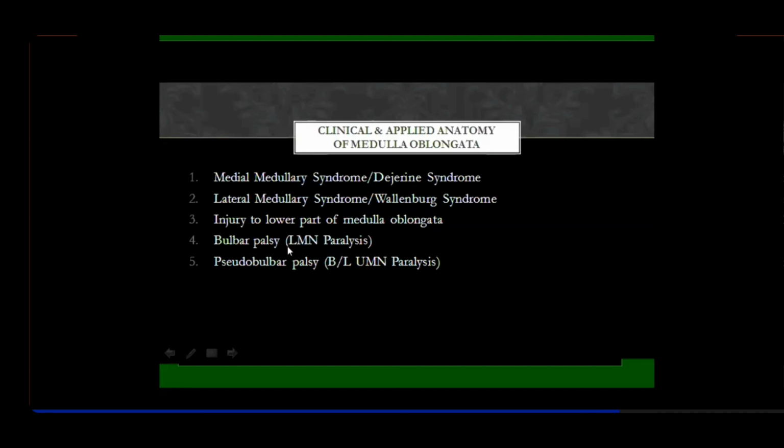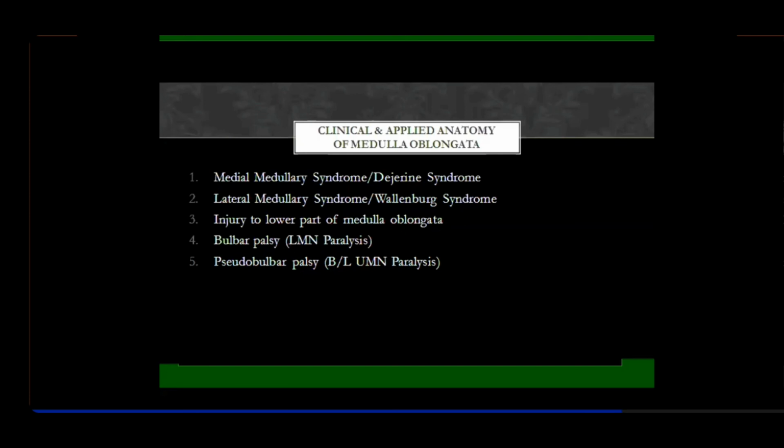Next we are talking about bulbar palsy. Now let me tell you about bulbar palsy. This word is used a lot later on too, in community medicine, pediatrics and everywhere. Bulbar palsy is related to lower motor neuron paralysis. First of all, this should be clear.